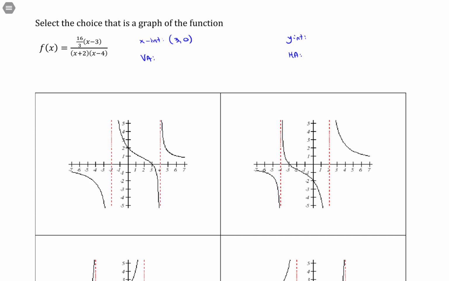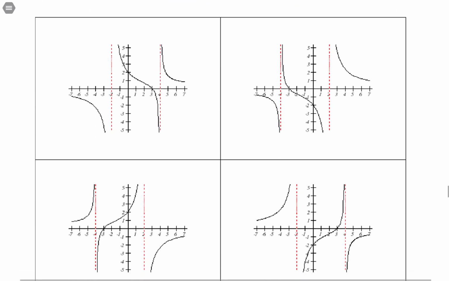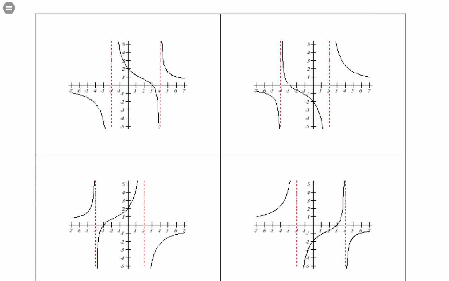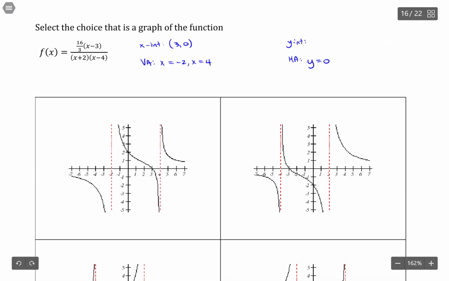Vertical asymptotes are the location where the denominator is 0, so I would have vertical asymptotes at x equals -2 and x equals 4. And noticing here that the degree of the numerator is less than the degree of the denominator, that also tells me that my horizontal asymptote is at 0. Looking at my graphs, the horizontal asymptote is not all that useful because all of these have it at 0, so that's not very helpful.